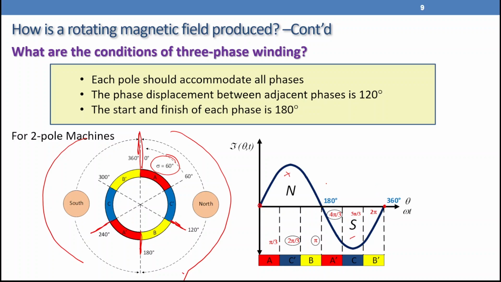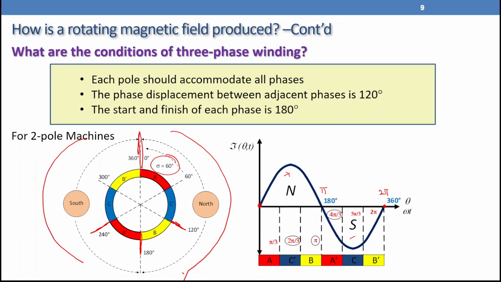I'm going to add here from 0 to pi, that will be the North Pole. From pi to 2 pi, that will be the South Pole. So we are going to scan from 0 to 2 pi, one full cycle, north and south. So that one is the two-pole machine.